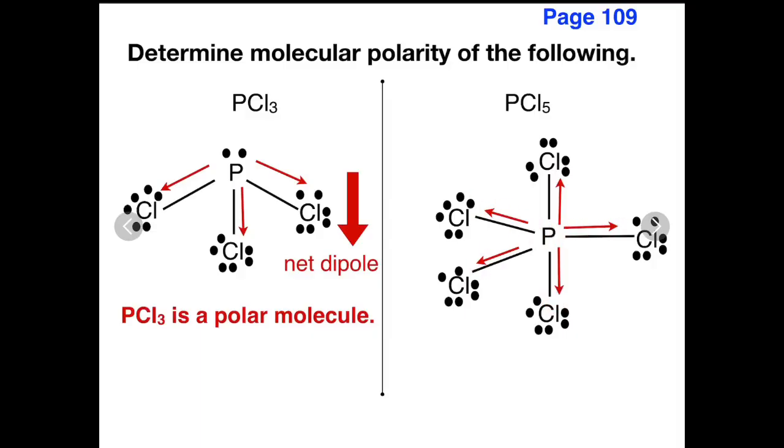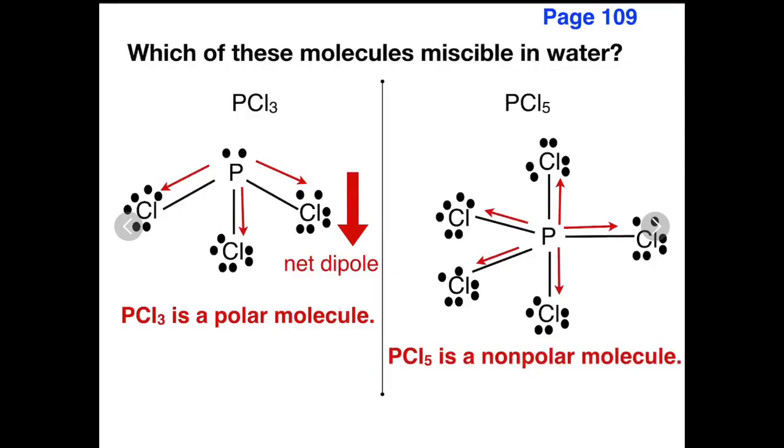So the overall dipole moment equals 0. Okay, so PCl5 would be a non-polar molecule. Now, which one of these molecules would be able to dissolve in water? That's what miscible means, right? Miscible means able to dissolve or able to mix to form a homogeneous solution. In this case, which one would be able to dissolve or be miscible in water?